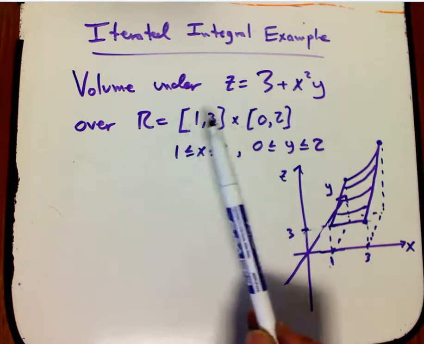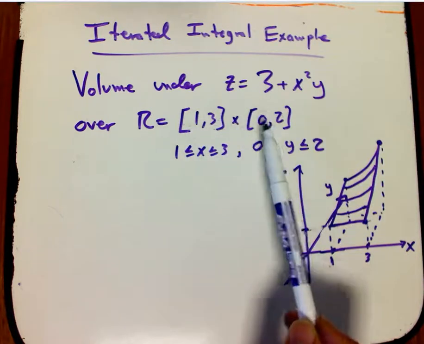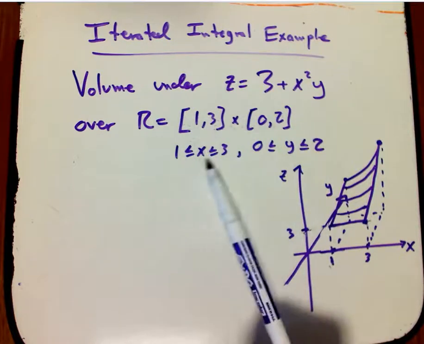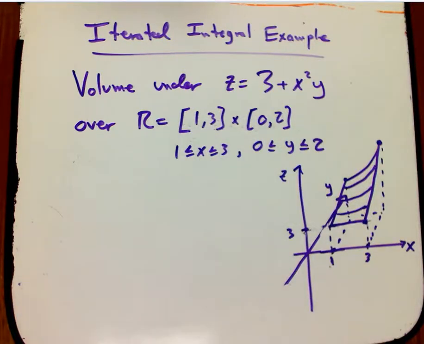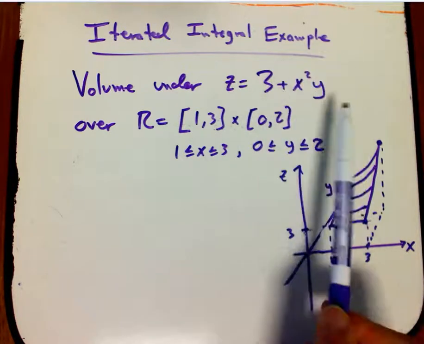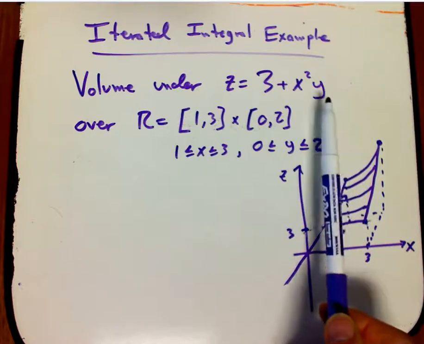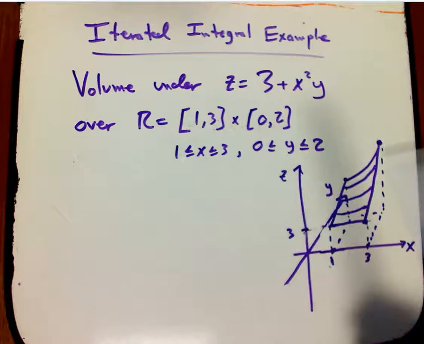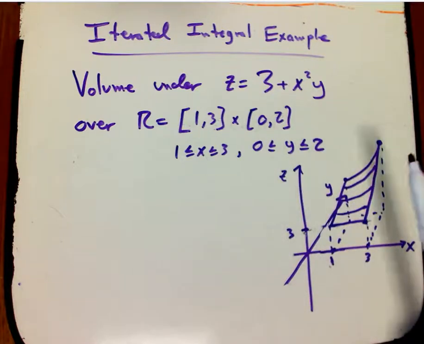So with interval notation, it's [1, 3] cross [0, 2], which just means that x is in this interval, y is in this interval. So x is between 1 and 3, and y is between 0 and 2. We're going to see that, especially since this is such a simple function, the iterated integral is actually going to be quite easy to do. Often it's the picture that's the hardest thing, and the connection between the picture and the integral. So let's see, what does this look like?